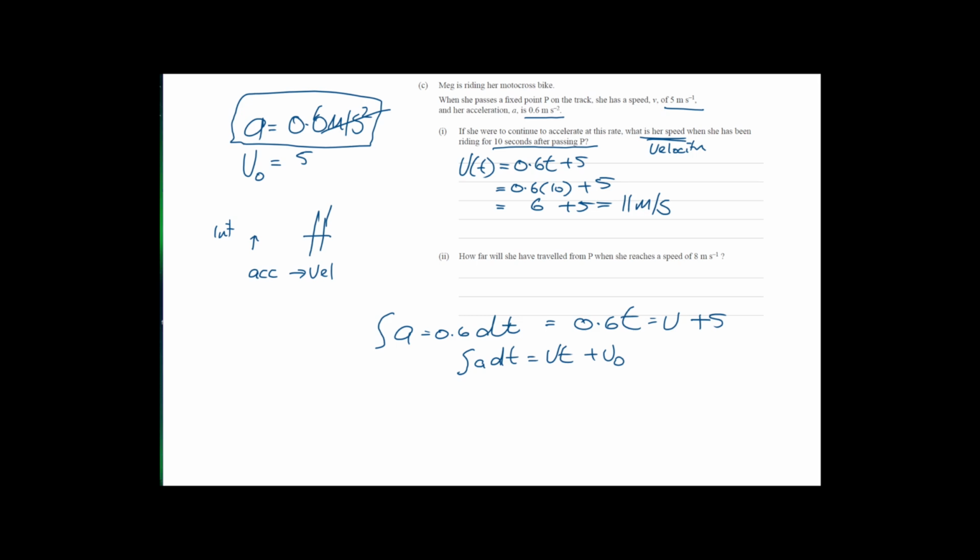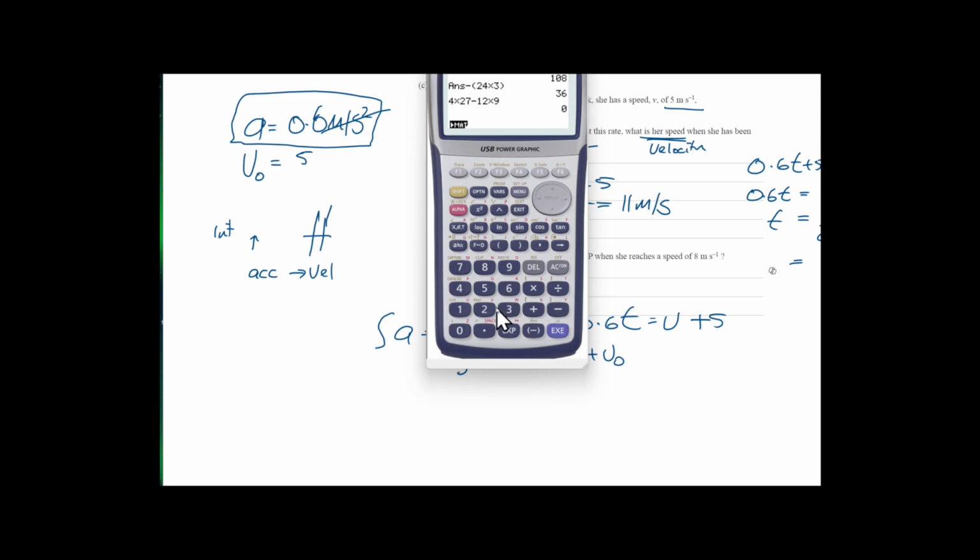For her to be at 8 meters per second, we would solve this equation: 0.6t + 5, and we set that equal to 8 and solve for t. So 0.6t equals 3. We took 5 away from both sides. t is going to be equal to 3 over 0.6, which is, grab the trusty calculator, 3 divided by 0.6 is 5 seconds.